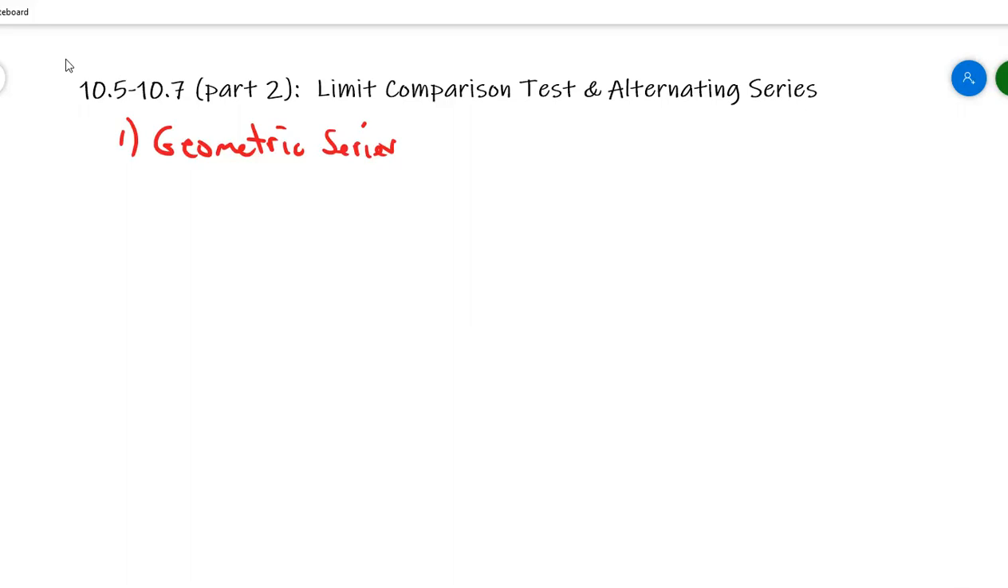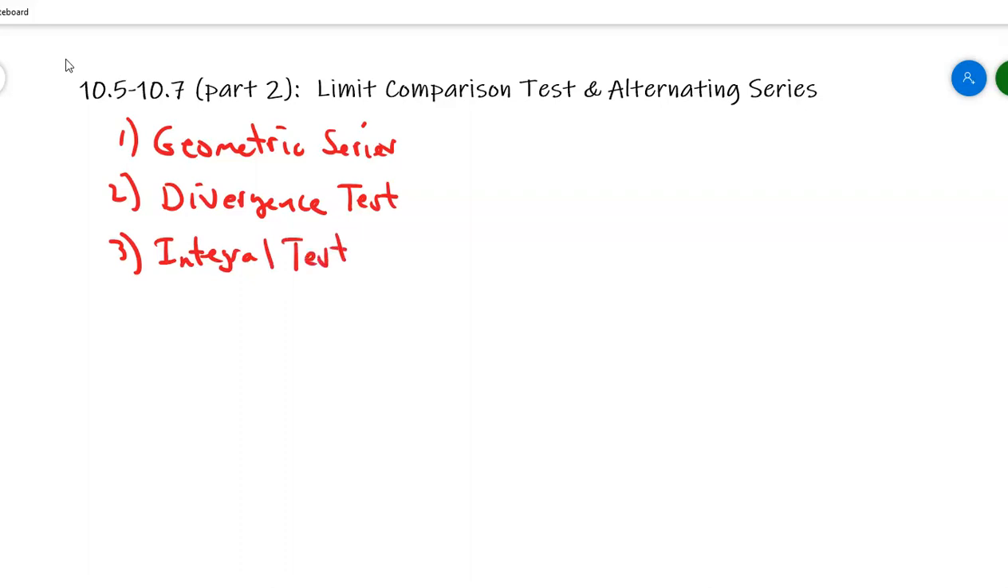All right, then we had looked at the divergence test, or what I sometimes call the nth term test. If the limit is not equal to 0, then the series diverges. From there we then looked at the integral test. If you can compare this to an integral and the integral converges, the series converges; if it diverges, the series diverges.